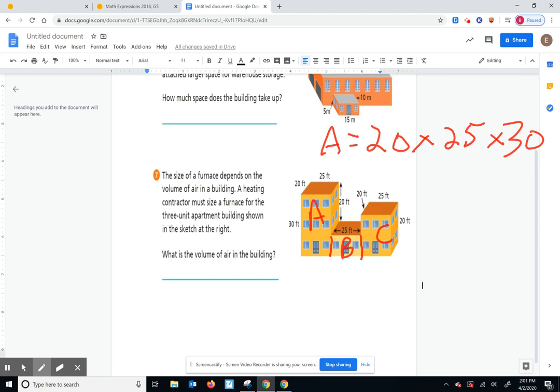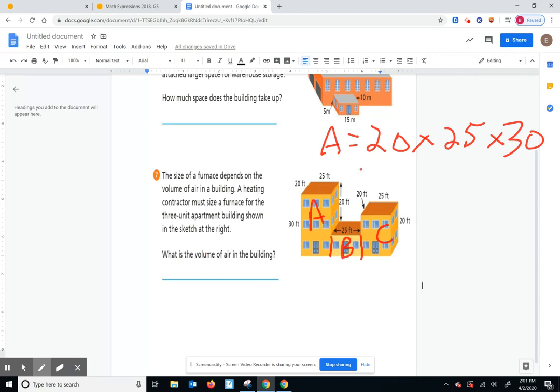Now we do see a 20 with building A, but that is not helping us with building A. That's actually helping us with building B. So as I look at building B, they still give me a length. They still give me a width, only because I'm able to determine that each of those sides are the same width across, 25, 25, and 25. And we also know that the width is 20 and the length is 25.